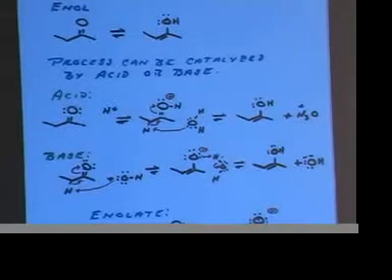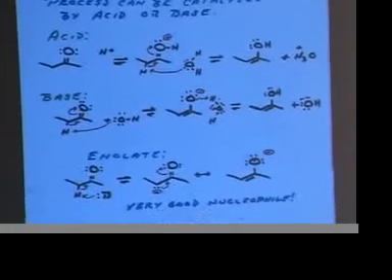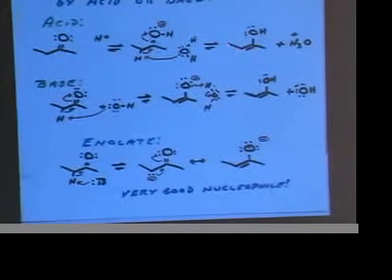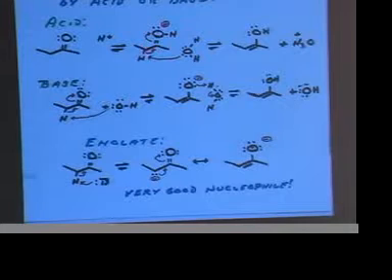The other one is an enolate. One of the things that you'll notice is that there's no overall charge in an enol. Even though we generate charges along the way, as we said before, when you convert this into the enol, it's electrically neutral. That's not the case with the enolate.